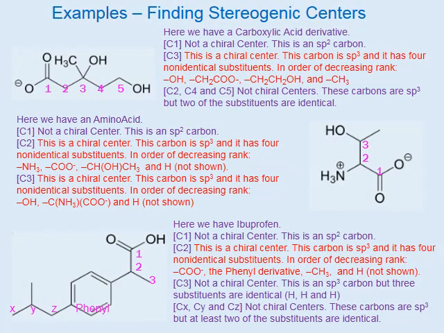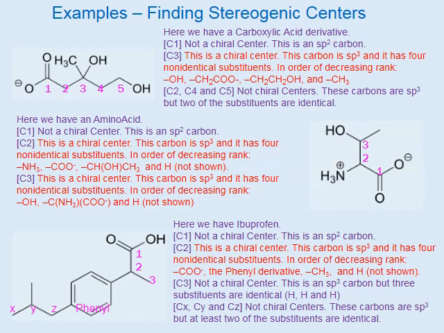Here we have ibuprofen. Carbon number 1 is not chiral, because it is an sp2 carbon. Carbon number 2 is chiral. This carbon is sp3 and it has 4 non-identical substituents, listed here in order of decreasing rank. Carbon number 3 is not chiral. This carbon is sp3 but 3 of the substituents are hydrogen.